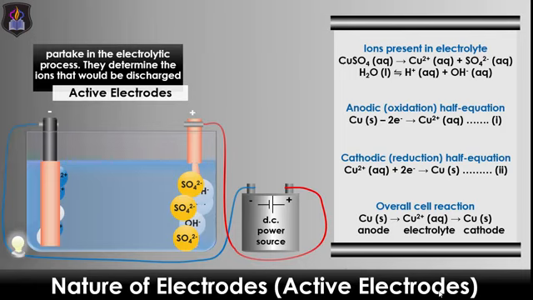In our next lesson, we'll be looking at the effects of electrolysis on the electrolysis of copper(II) tetraoxosulfate(VI) using inert and active electrodes.